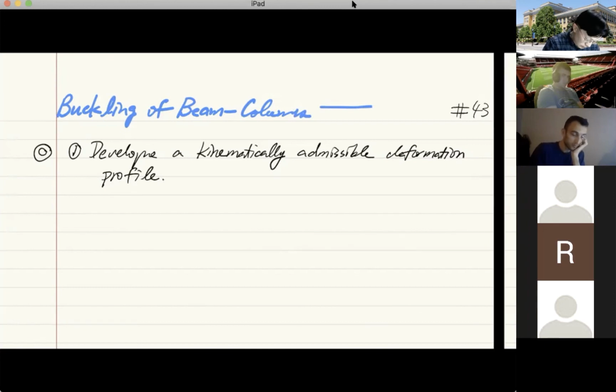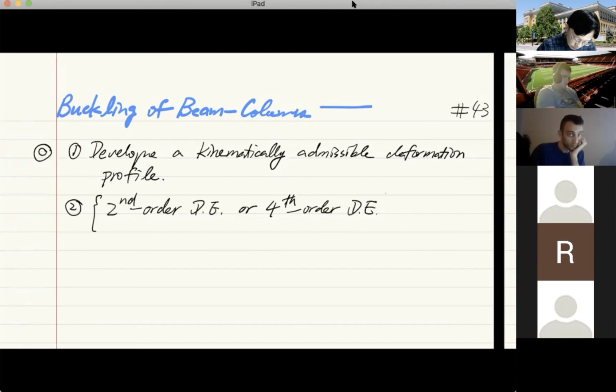Once you have this, you have two different choices. You can either use the second order differential equation approach, or you can use the fourth order differential equation approach, right? We talked about that as well. So here you can choose either the second order or fourth order differential equation from the free body diagram.